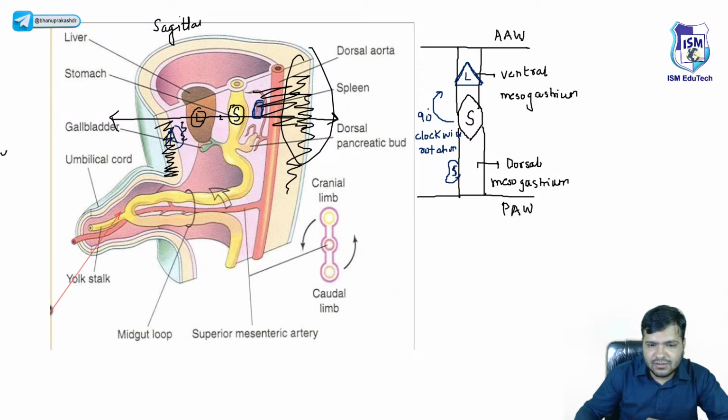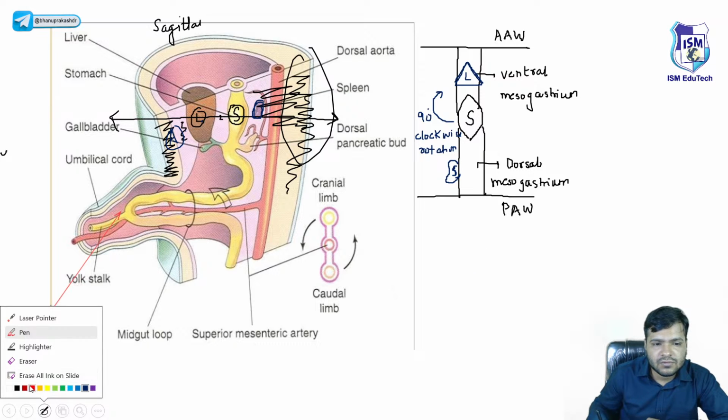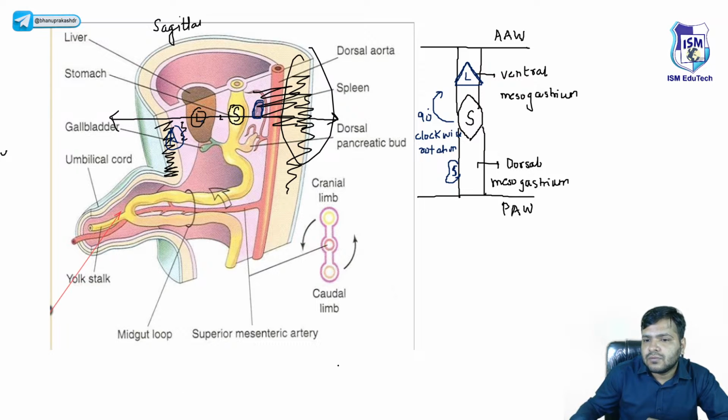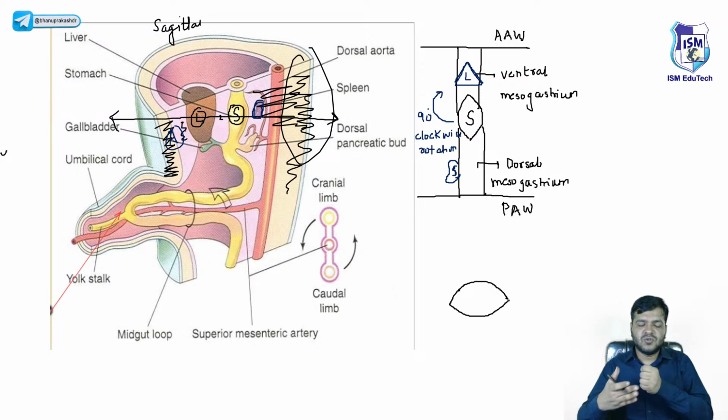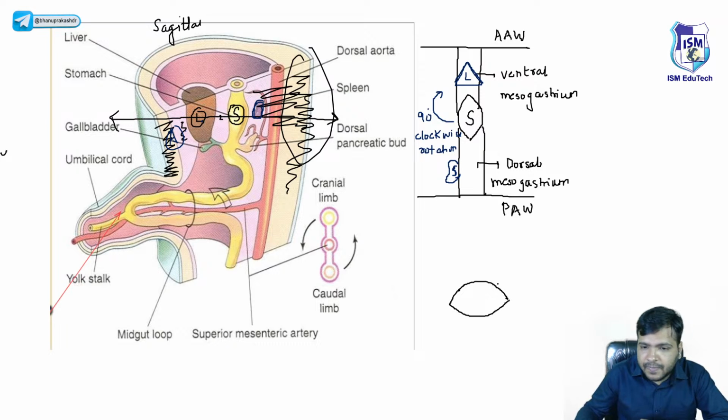Now guys, after the rotation, this stomach will become like this. Suppose this was the stomach, now a 90 degree rotation has happened, so it will come to this side, okay. Now you already know this is the stomach, okay, this is the stomach, and this will be the liver. This will be the liver, okay.